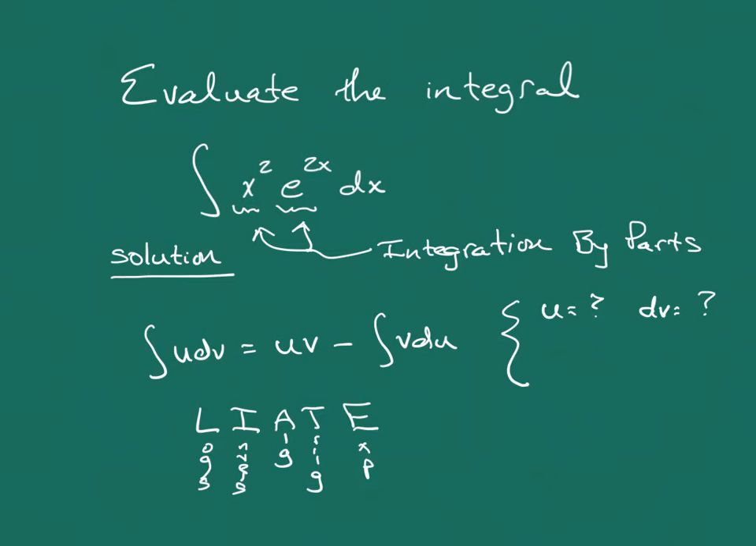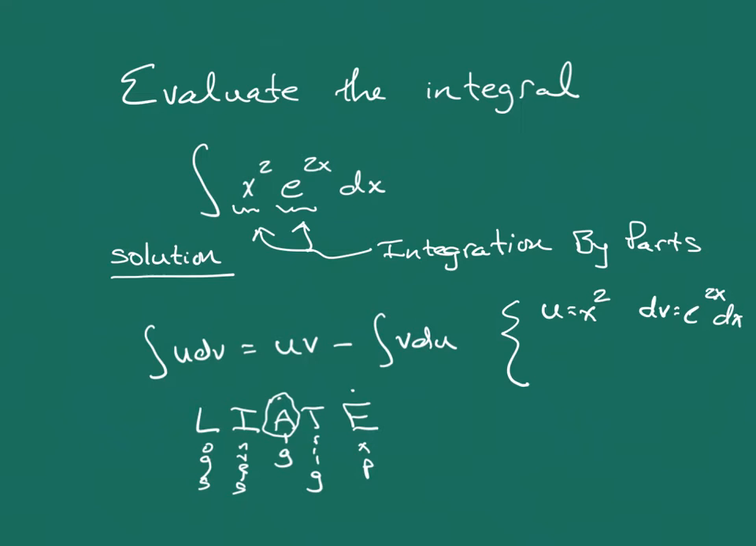So here we're dealing with x squared, which is going to be an algebraic function. And then we've got e to the 2x, which is going to be an exponential function. And so that tells us that my u is probably going to be the one that comes first, so it will be the algebraic function. So let's make u be our x squared. dv then becomes the rest of our integrand, which is e to the 2x dx.